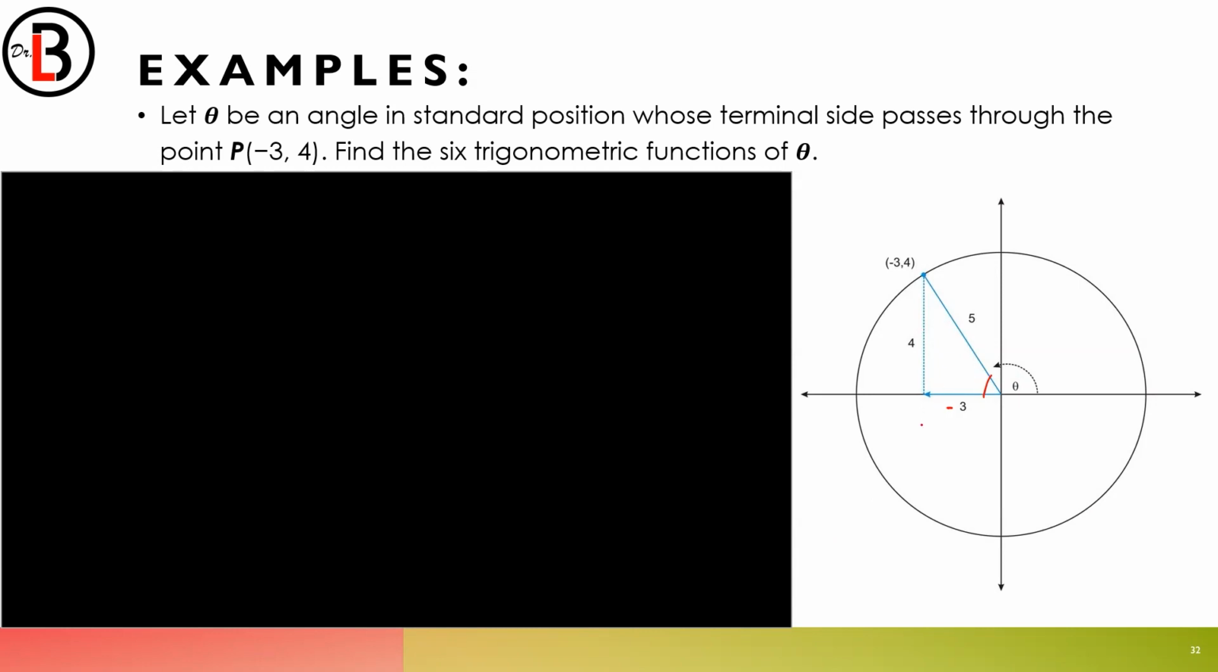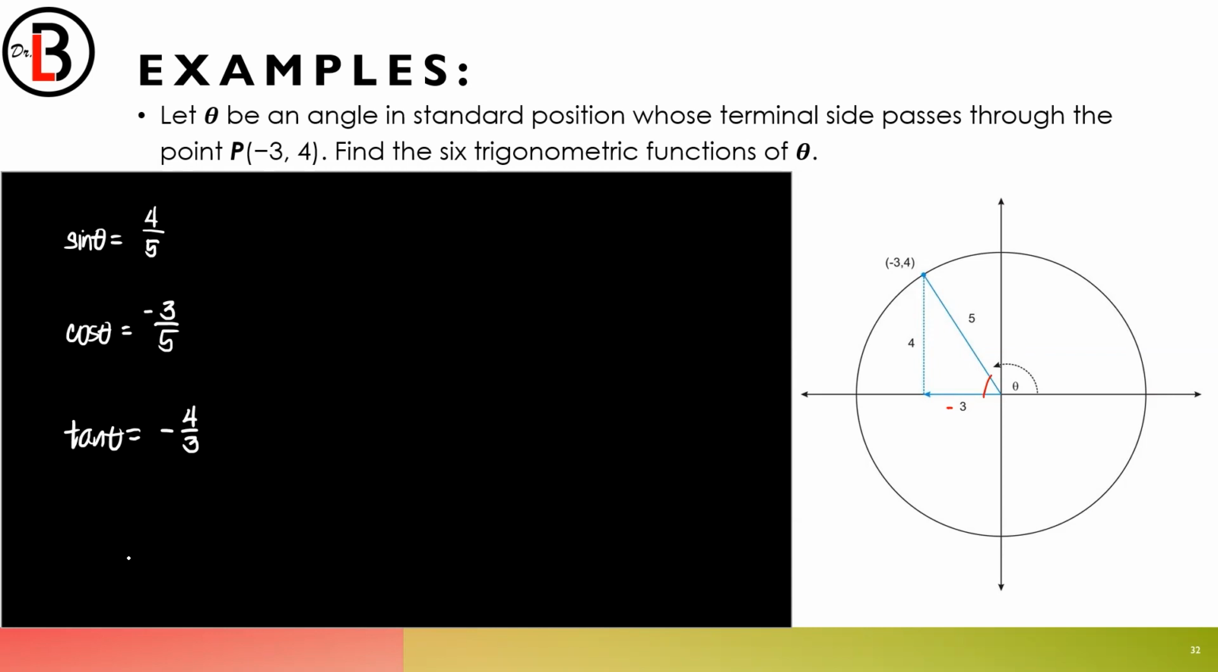So going up, that's a positive y, so that's positive 4. Going to the left, that's a negative x. The radius can never be negative. So let's solve. Sine of theta based on the triangle is opposite over hypotenuse. Cosine of theta is adjacent over hypotenuse. Lastly, tangent of theta is opposite over adjacent.